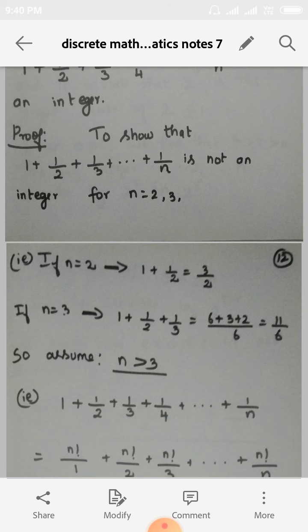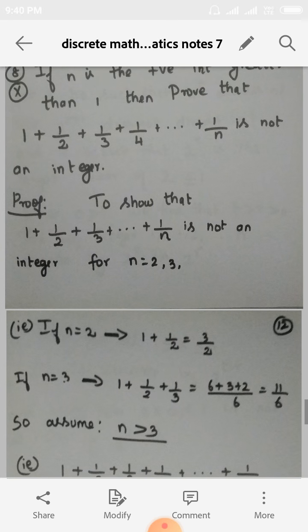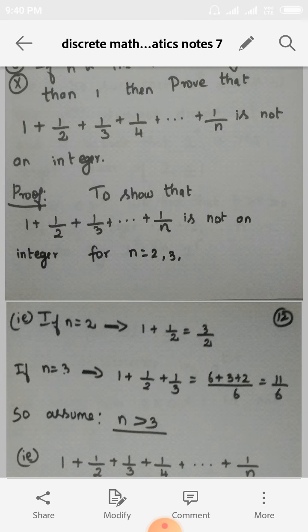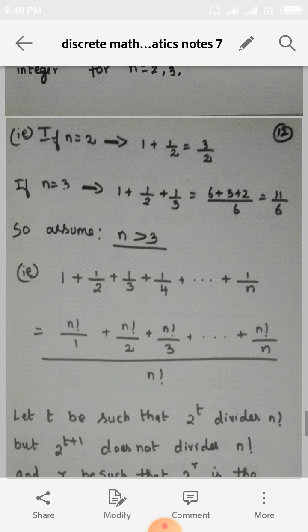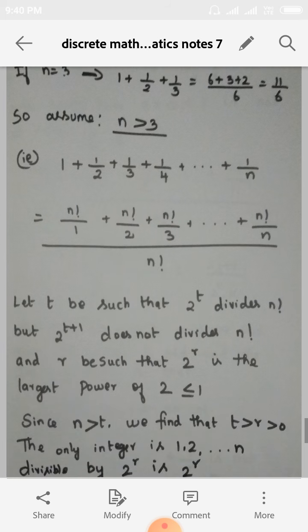If n is equal to 2, what is the condition? 1 plus 1 by 2 is equal to 3 by 2. n is equal to 3 means we take the first three parts, that is 1 plus 1 by 2 plus 1 by 3 is equal to 11 by 6. So next we have to assume n is greater than 3. So n is equal to 2 and n is equal to 3 are over. Next we take n is greater than 3. So when it is greater than 3, for this condition we get 1 plus 1 by 2 plus 1 by 3 plus 1 by 4 plus etc.